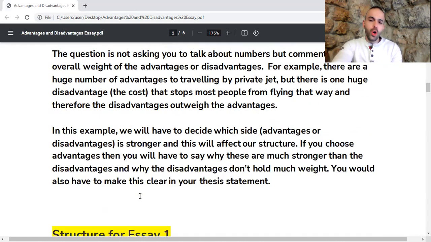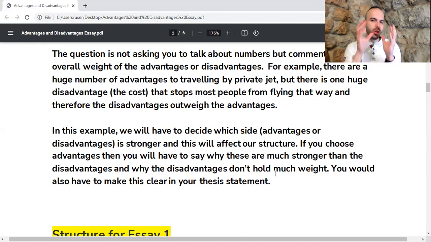So in this example, we will have to decide which side, advantages or disadvantages, is stronger. And this will affect our structure. If you choose advantages, then you will have to say why these are much stronger than the disadvantages and why the disadvantages don't hold much weight. You would also have to make this clear in your thesis statement. What does it mean? It means you will have to include your opinion in the introduction.